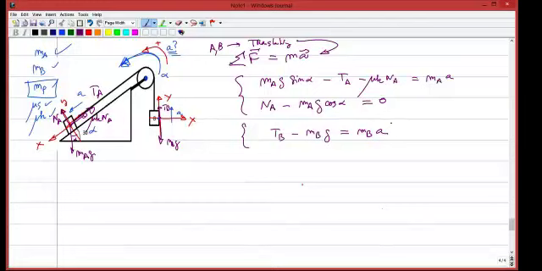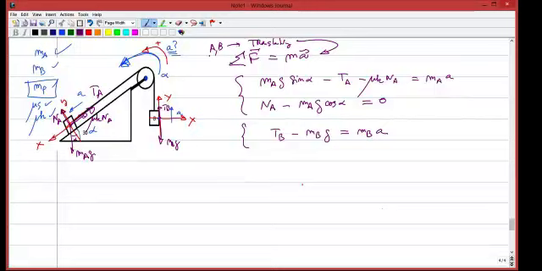The only difference now is we cannot substitute T and TB as T, which means we're dealing with NA, A, TA, and TB. That's 4 unknowns. We only have 3 equations. We need 1 more equation.